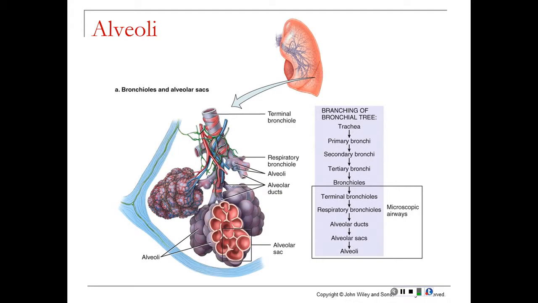So let's take a closer look at this. You can see up here in this picture of the lung, you can see the trachea branching into the primary, secondary, tertiary bronchioles, and then eventually getting so far down we get to what's called a terminal bronchiole. The terminal bronchioles branch into the respiratory bronchioles. The respiratory bronchioles branch into what's called the alveolar ducts, which are kind of like these little stems.